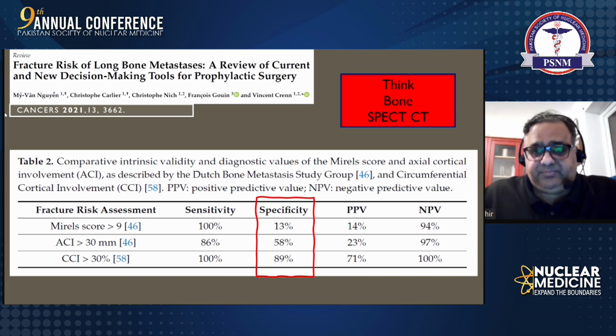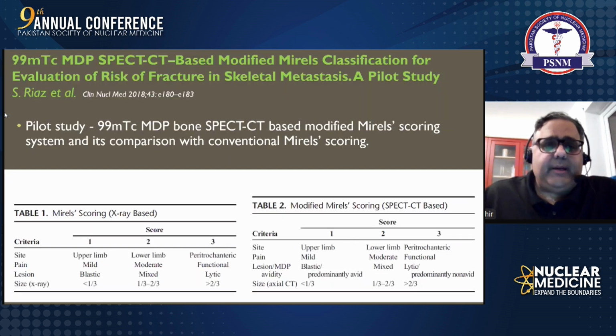So based on this, we looked into the literature. This is a pilot study which was done at Shaukat Khanum Hospital in which we used the SPECT-CT bone scintigraphy to come up with a modified Mirels score, and at the bottom you can see the two tables. Table 1 is about the conventional Mirels scoring using the X-ray.